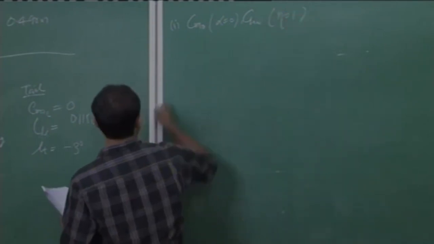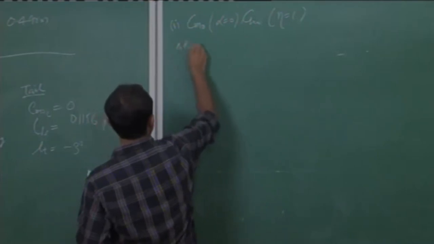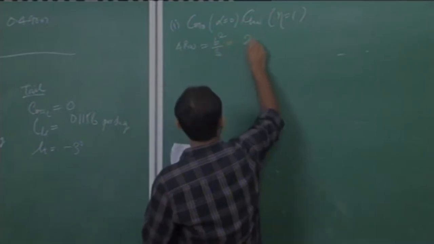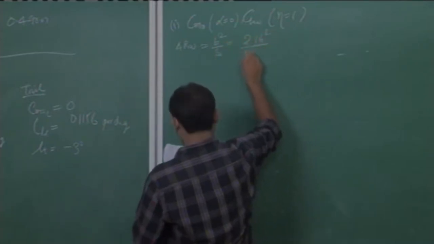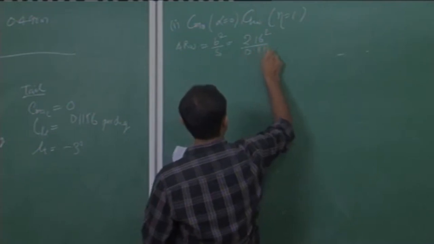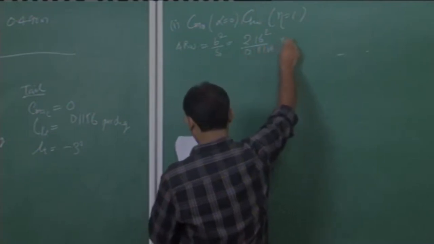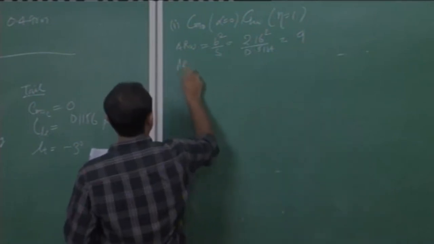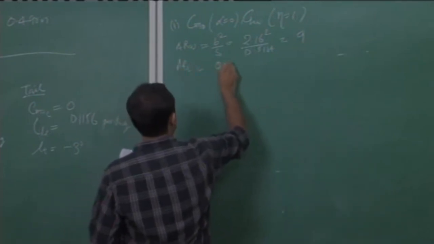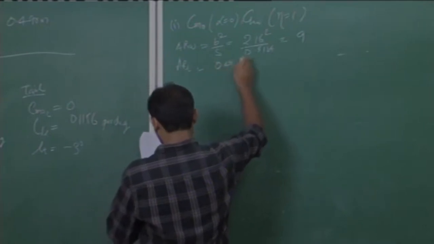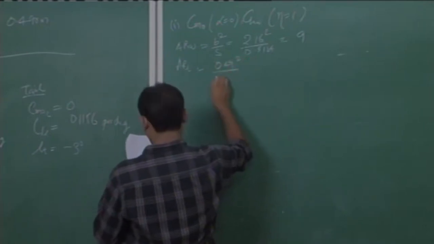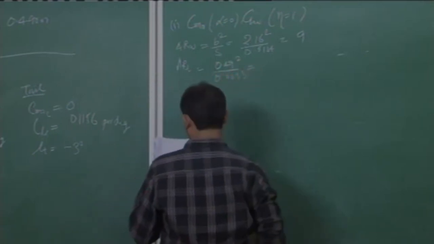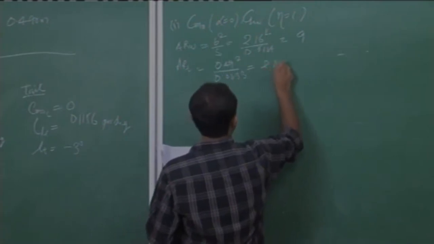First of all, what is the aspect ratio of the wing? It is b square by S, that is 2.16 squared divided by 0.5184 equals 9. Aspect ratio of tail equals 0.49 squared by 0.0833, which will be 2.88.